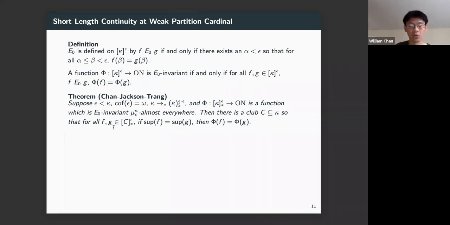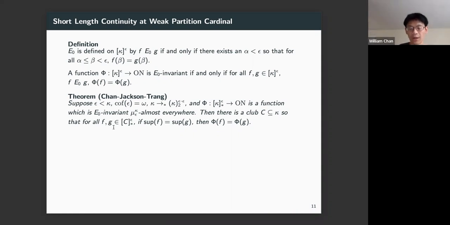So we have that if you take an epsilon strictly less than kappa, the cofinality of epsilon is omega. That's going to be important. That's necessary. Assume that the epsilon-times-epsilon exponent partition relation on kappa holds, and fix a function phi from kappa to the epsilon into the ordinals, which is at least E0 invariant almost everywhere with respect to the measure mu kappa epsilon. Then there is a club subset C of kappa so that for any F and G in C to the epsilon, as long as sup F equals sup G, then phi of F is equal to phi of G.